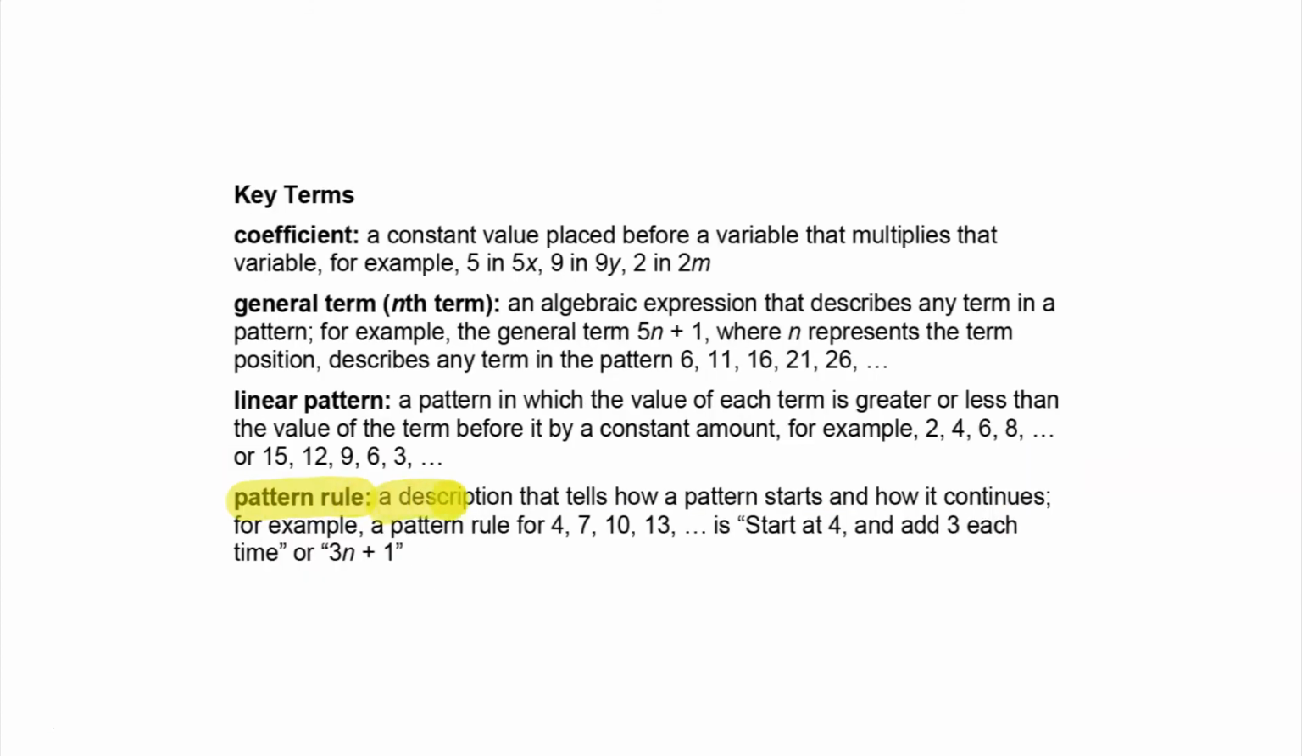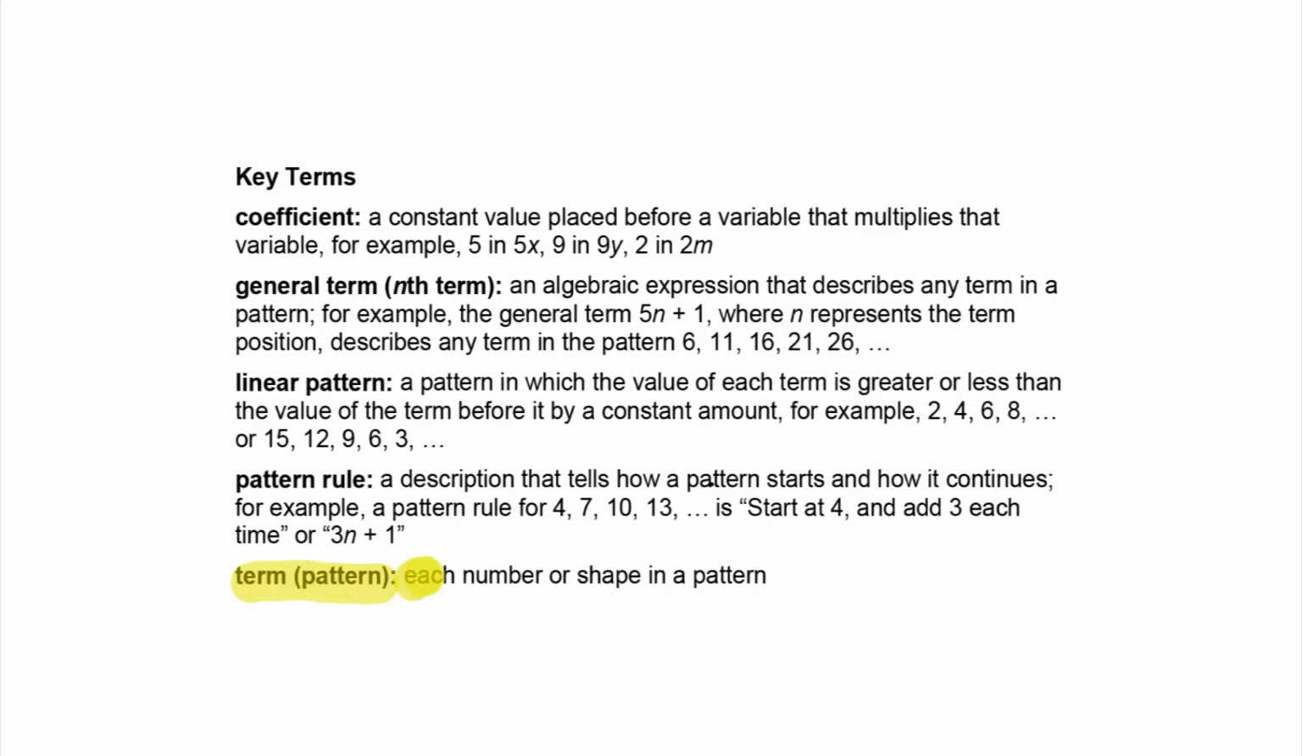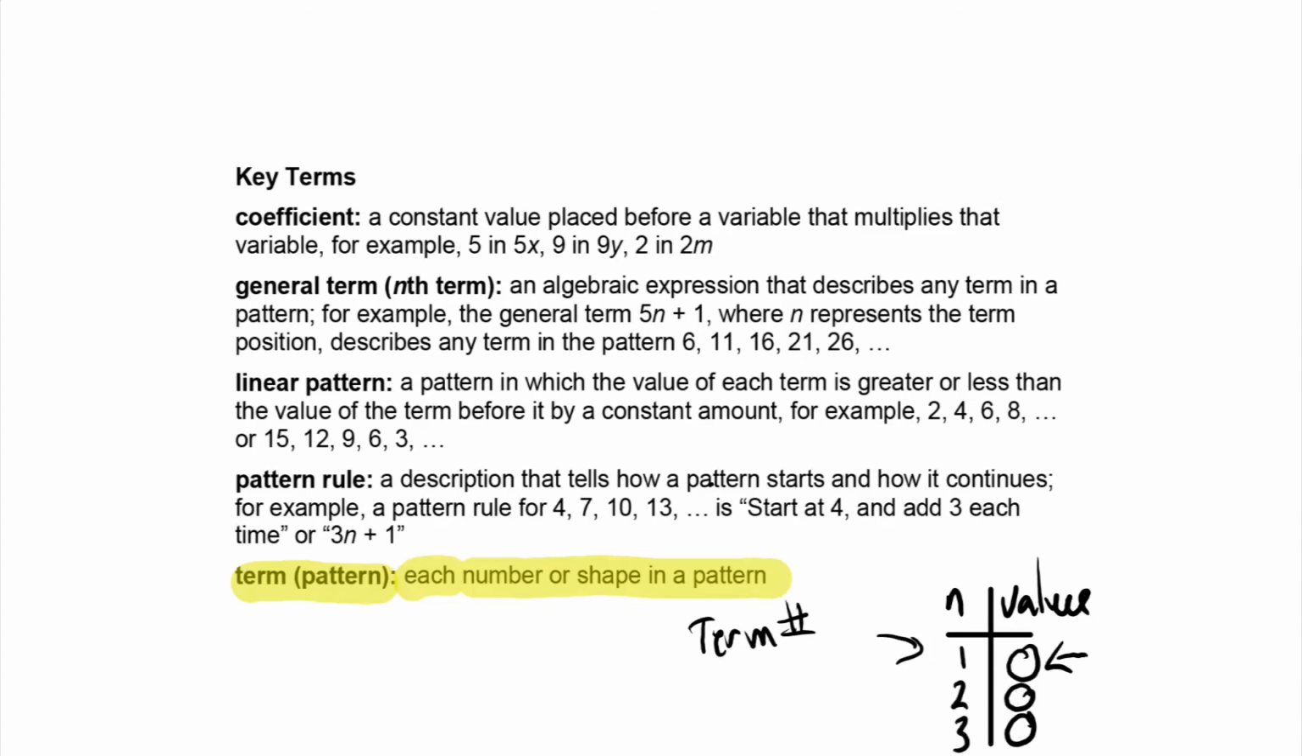The pattern rule is a description that tells how a pattern starts and how it continues. For example, a pattern rule for 4, 7, 10, and 13 is start at 4 and add 3 each time, or 3n plus 1. So the pattern rule is really kind of a word description of what's going on, or in some cases we're allowing to use just the general term. Finally, the term or pattern is each number or shape in a pattern. So when we've got a t-table, where we've got n and the value, these are the term number, and the numbers we end up in the value column, these are the terms.